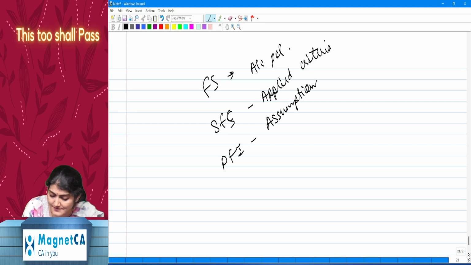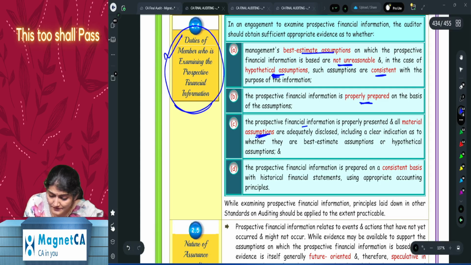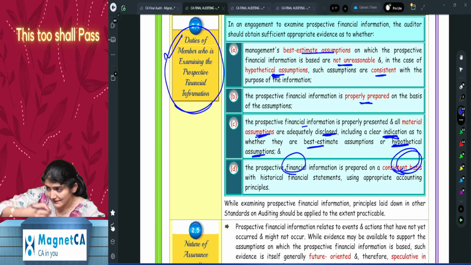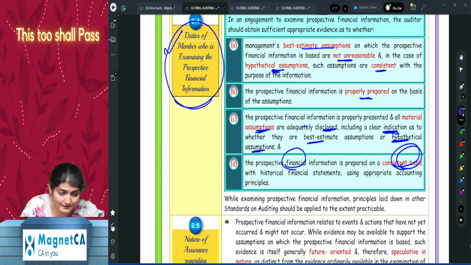I hope you understand this. Right? So in the prospective financial information, the assumption should be disclosed, clearly distinguishing whether it is a best estimate assumption or a hypothetical assumption, and obviously the prospective has to be consistent with the historical. So in historical, you've been following FIFO. So in the prospective also, you need to follow FIFO. And if you change your accounting policy, that has to be disclosed.